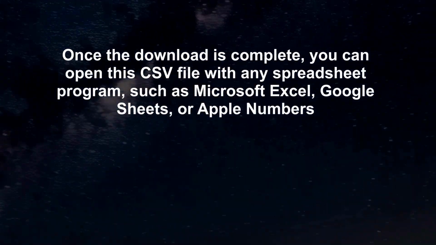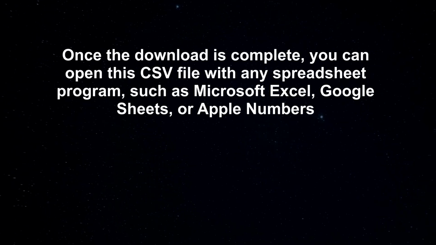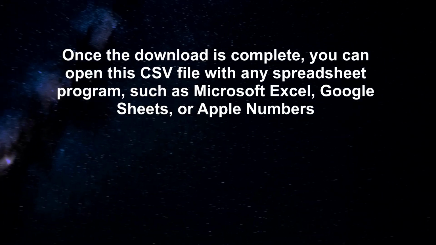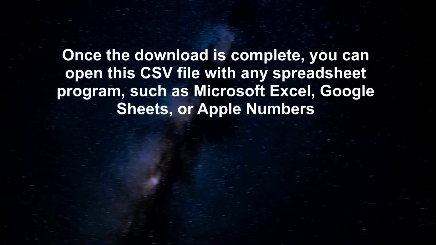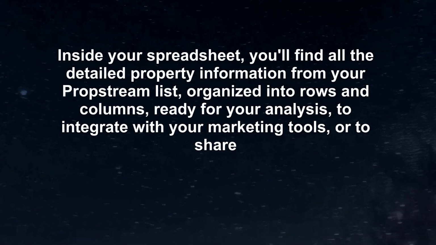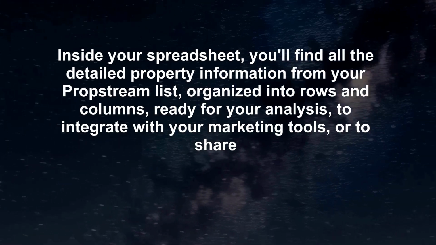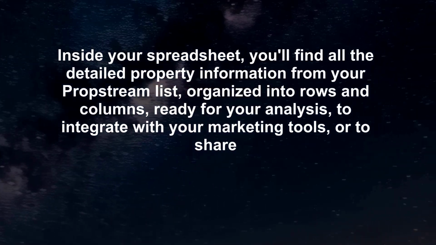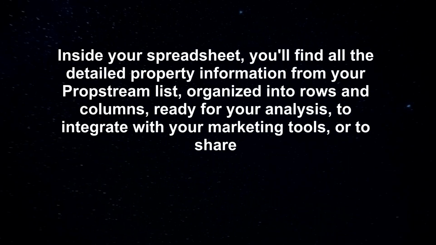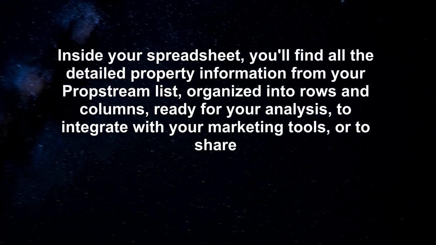Once the download is complete, you can open this CSV file with any spreadsheet program, such as Microsoft Excel, Google Sheets, or Apple Numbers. Inside your spreadsheet, you'll find all the detailed property information from your Propstream list, organized into rows and columns, ready for your analysis, to integrate with your marketing tools, or to share.